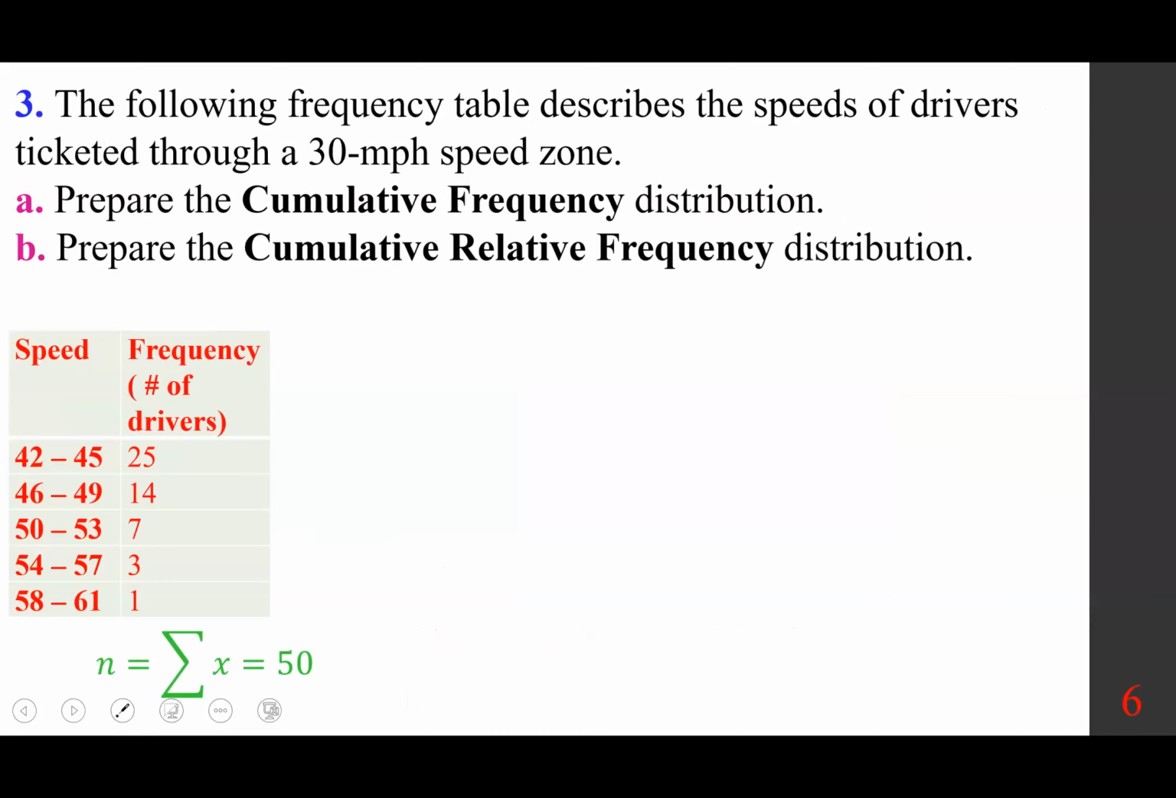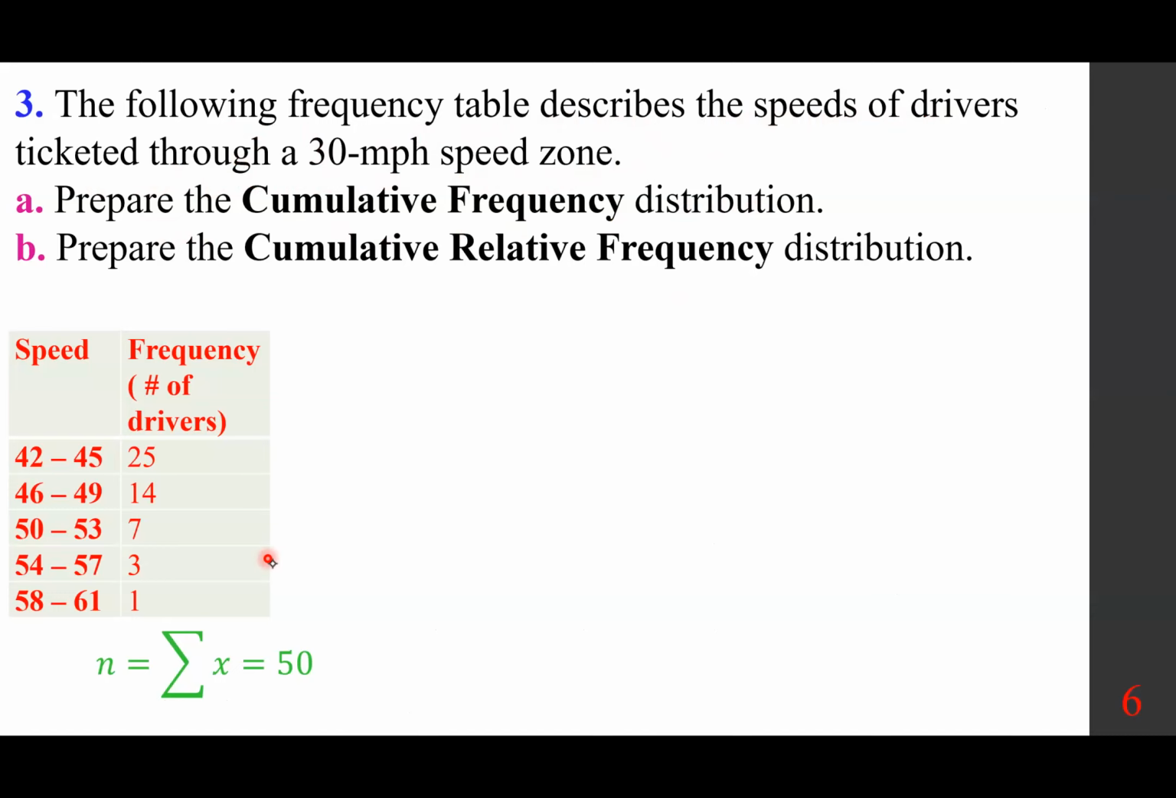We are looking at actually the same question, the same frequency table, okay? The following frequency table describes the speed of drivers ticketed through a 30 miles per hour speed zone. Prepare the cumulative frequency distribution, prepare the cumulative relative frequency distribution. So I want to quickly go over that. So this is what we had before.